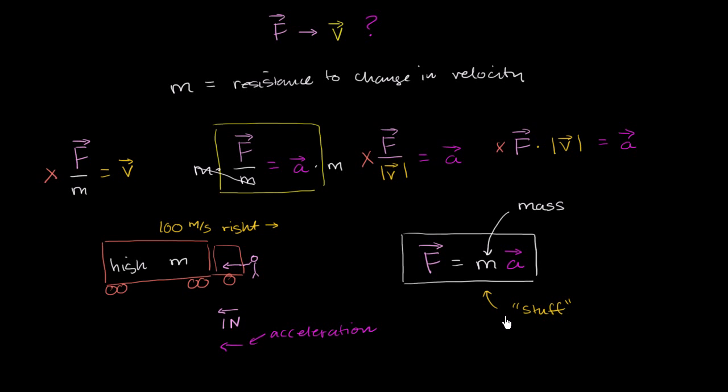But especially as we get into the subatomic and the quantum scales, how much stuff there is starts to not make that much conceptual or intuitive sense. And so a pure definition for what mass is, is a quantity that measures an object's resistance to change in velocity.